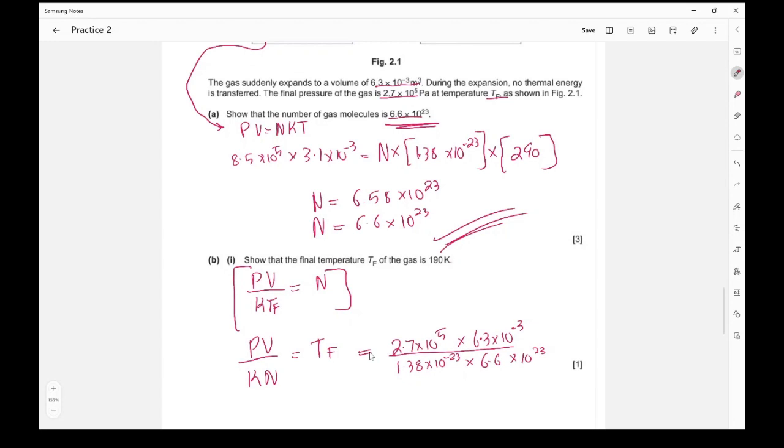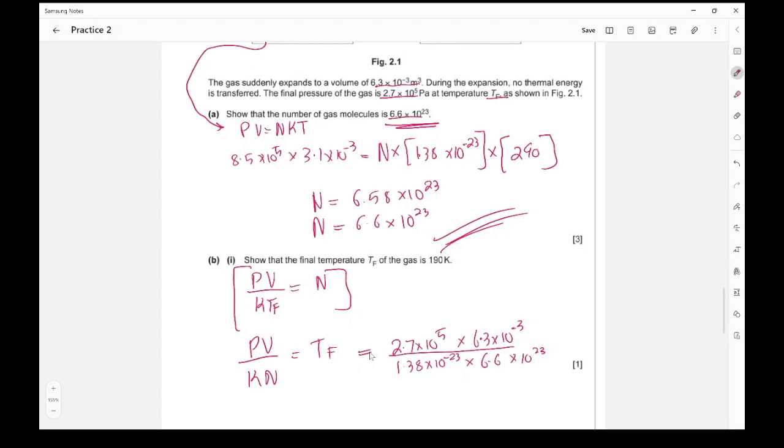So let's just do it. Multiplied by 1.38 into 10 raised to power minus 23. And I'm just going to be, first of all, dealing with the numerator, 2.7 into 10 raised to power 5 multiplied by 6.3 into 10 raised to power minus 3 divided by answer.